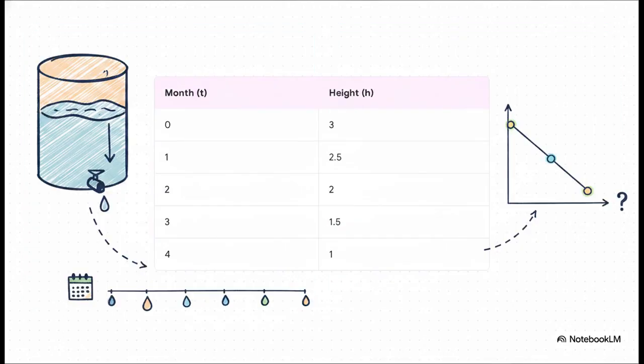Let's ground this with a real example of a draining water tank. At month 0, the water height is exactly 3 meters. At month 1, it's 2.5. At month 2, it's exactly 2 meters flat. Because the height drops by exactly 0.5 meters every single month, without fail, this is a literal textbook example of linear decay. If we asked you what the height would be at month 5, you'd easily predict it would be 0.5 meters. That constant difference is what makes it undeniably linear.